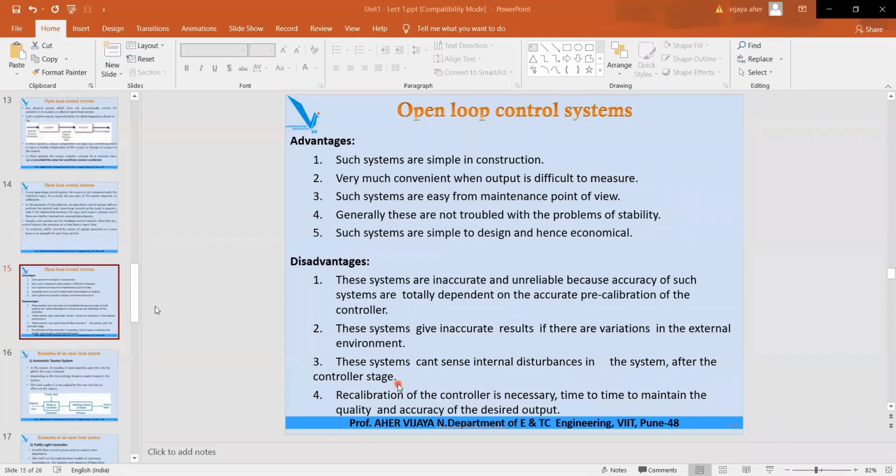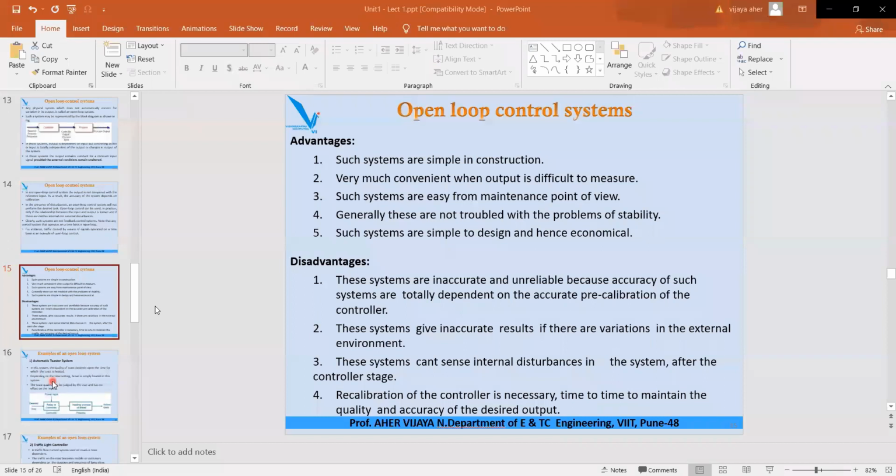And very important, recalibration. Recalibration of the controller is necessary from time to time to maintain the quality and accuracy of the desired output. Calibration is very important. So these are some of the advantages and disadvantages of open loop control system. I have given them in detail for your reference.